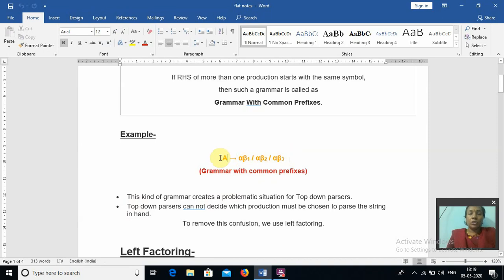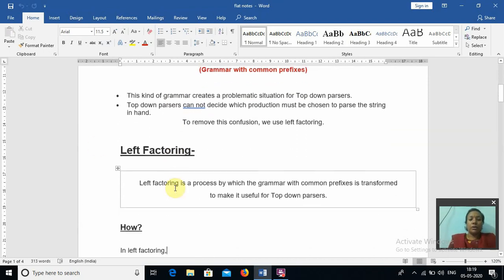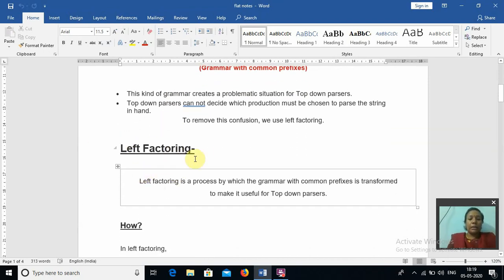Then what is a top down parser? A top down parser is a part of compiler design. You know the working of a compiler: the compiler has to understand the data that is given to the system and process it for the result. So the top down parser cannot understand this kind of grammar, so we have to remove it. The process of removing these common prefixes is nothing but left factoring.